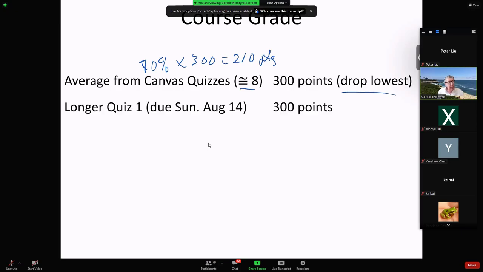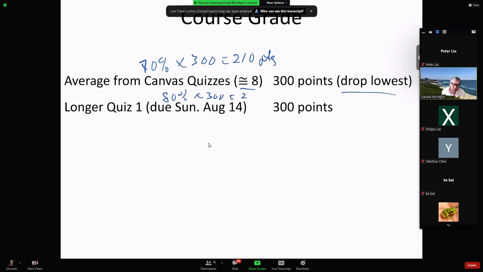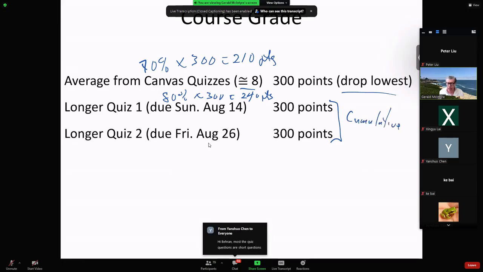Okay. Next is longer quiz one. That's due on Sunday, August 14th. That's also worth 300 points. Okay. And so if you get, let's be more optimistic, 80% there, times 300 is 240 points. All right. You get the idea. There'll be longer quiz two, due Friday, August 26th. Okay. Also 300 points. Okay, these longer quizzes are cumulative and they are longer than the regular, twice weekly Canvas quizzes.